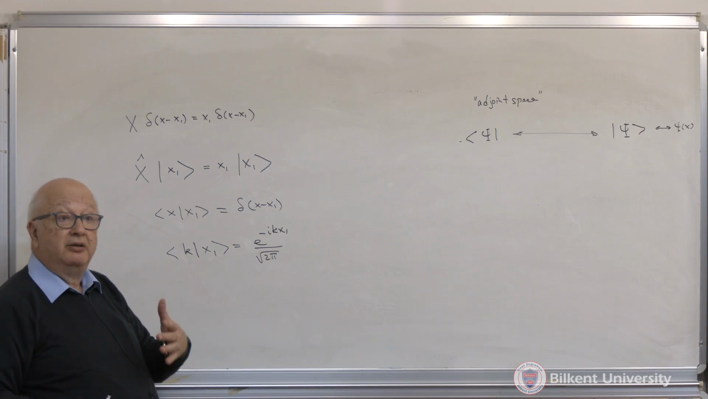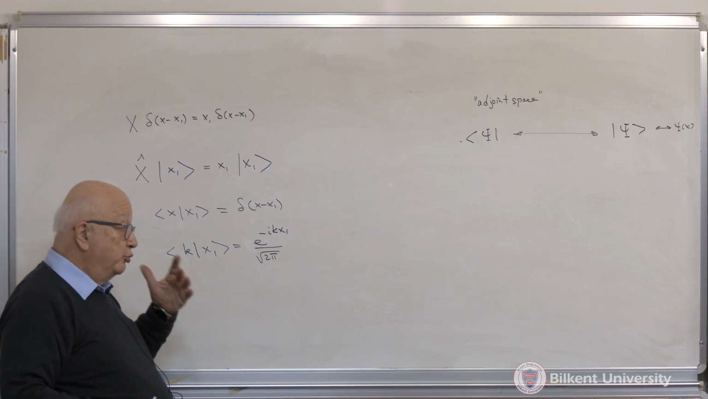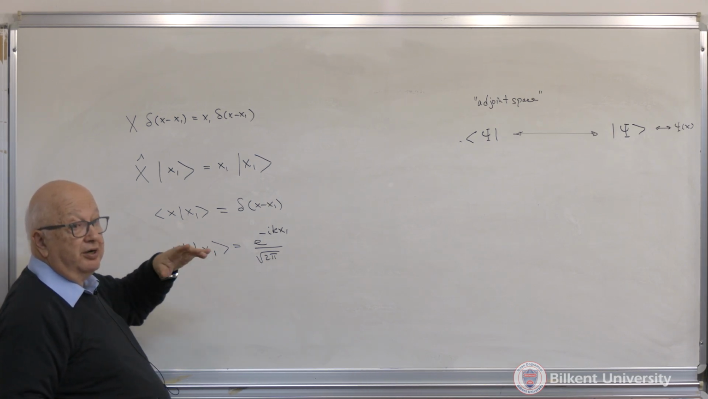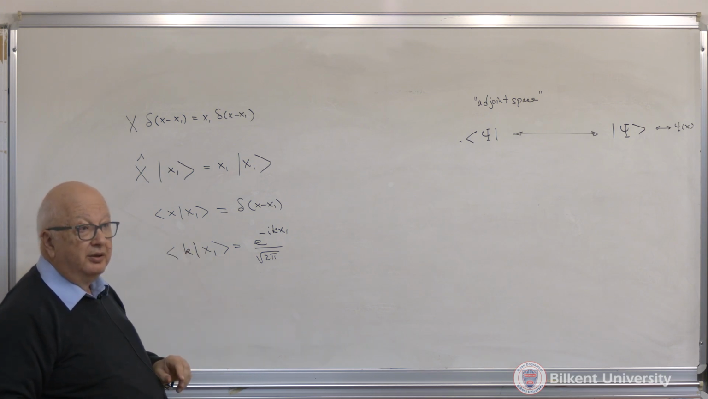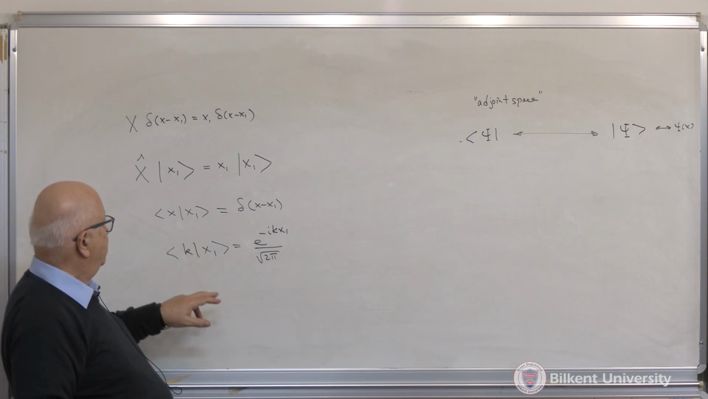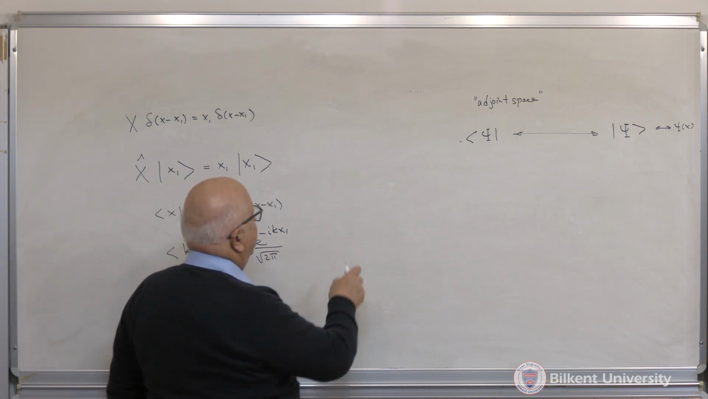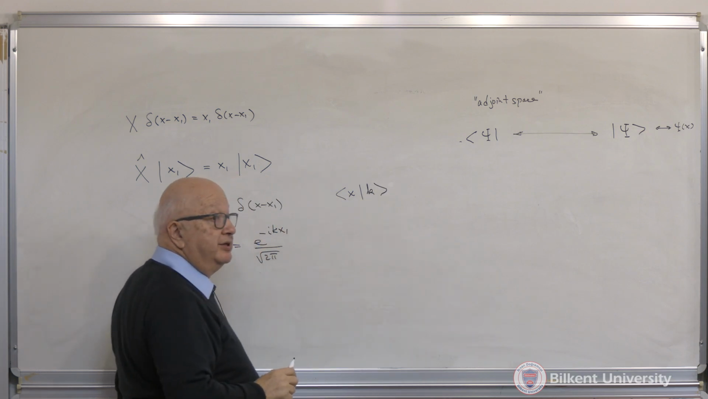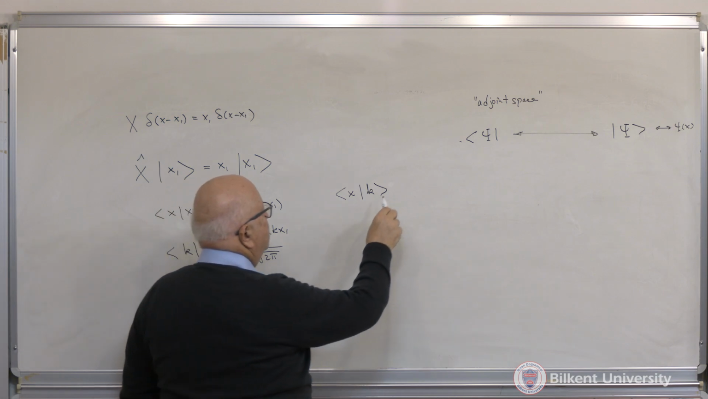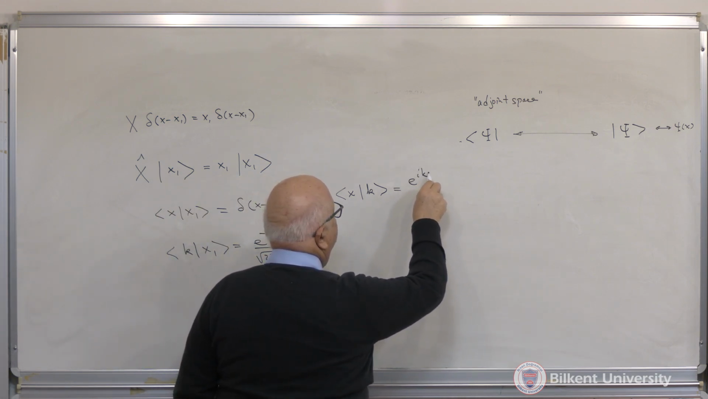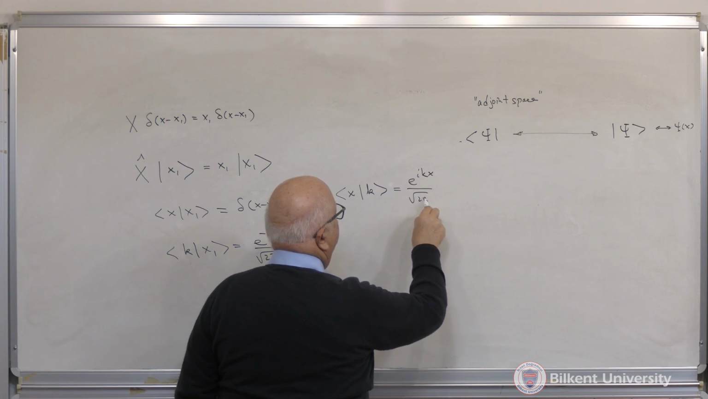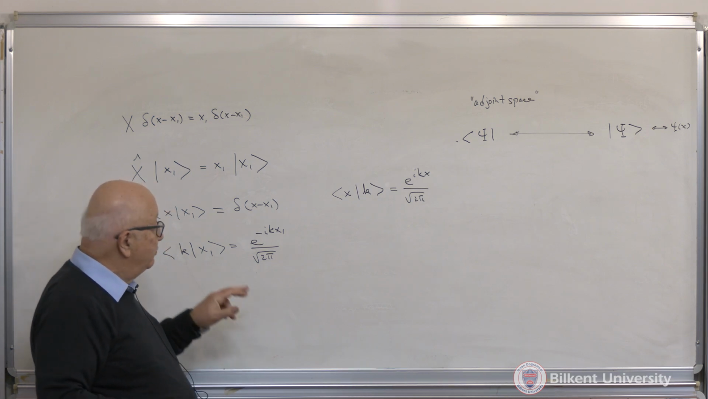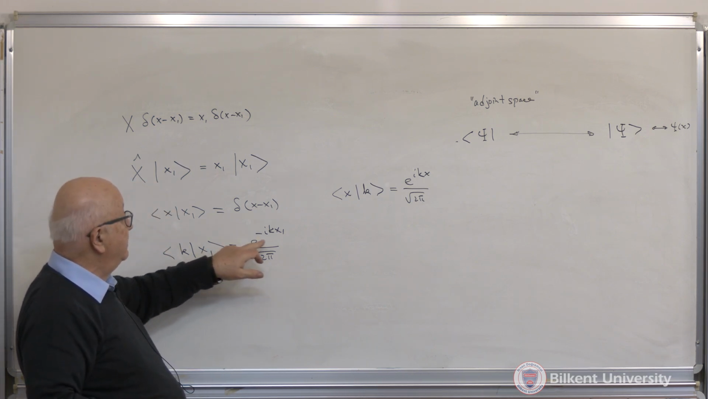Remember that in the position basis, the momentum eigenfunctions are e to the ikx. So if I want to write down what a momentum space eigenfunction is in the x basis, it is e to the ikx over square root of 2 pi. So in the momentum basis, the position wave function is that.